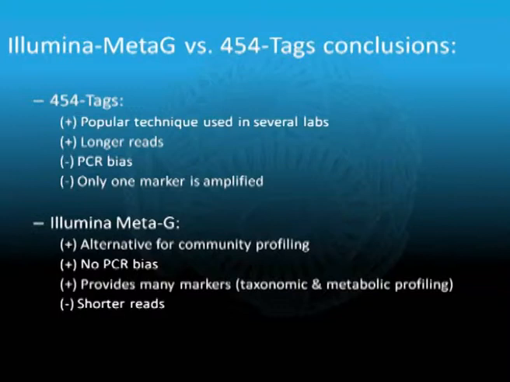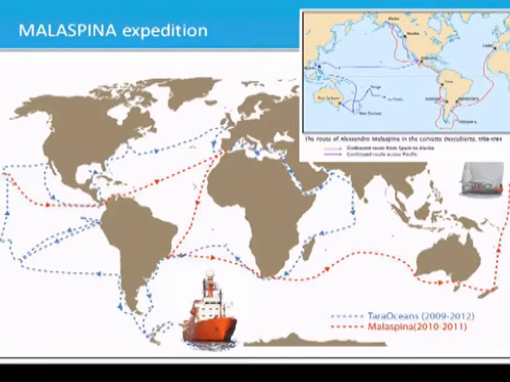Once you use the 16S, you have all the other information that you can use for many other things, like metabolic profiling or whatever. But the negative thing is that it produces shorter reads. And as David mentioned before, this is just one slide to show you that there was another expedition called Malaspina. It's been around the world as well, but this one has been focusing on the deeper ocean, and probably in the next few years there are going to be interesting data from that.